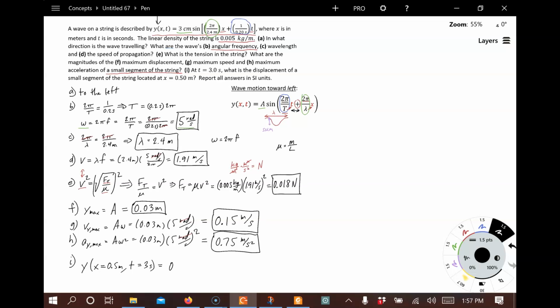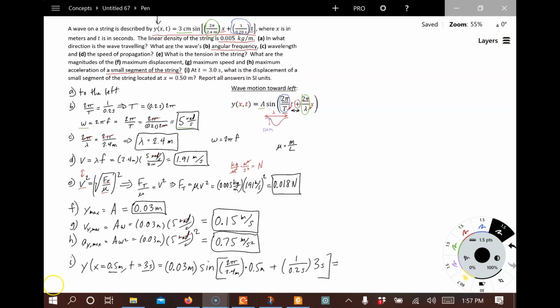We're going to have 0.03 meters multiplied by sine, and the argument is 2 pi over 2.4 meters, multiplied by x, that's your 0.5 meters here, plus 1 divided by 0.2 seconds, multiplied by t, that is your 3 seconds here. Now be sure to use your calculator in radian mode, and when you calculate this, it comes out to minus 0.017 meters.